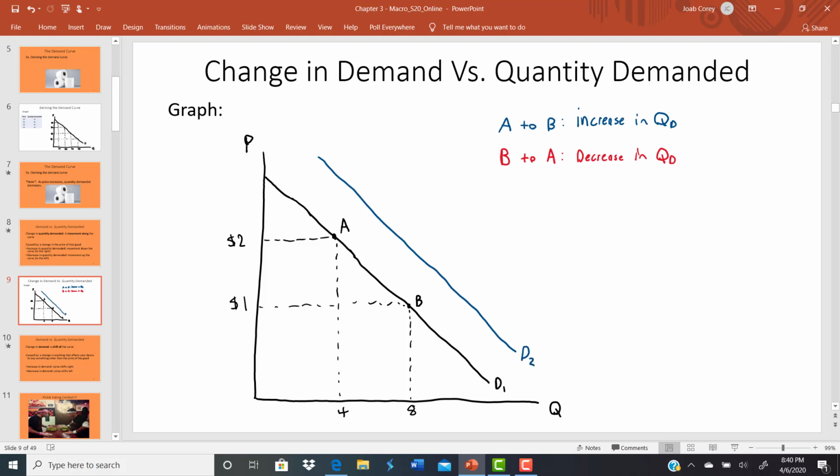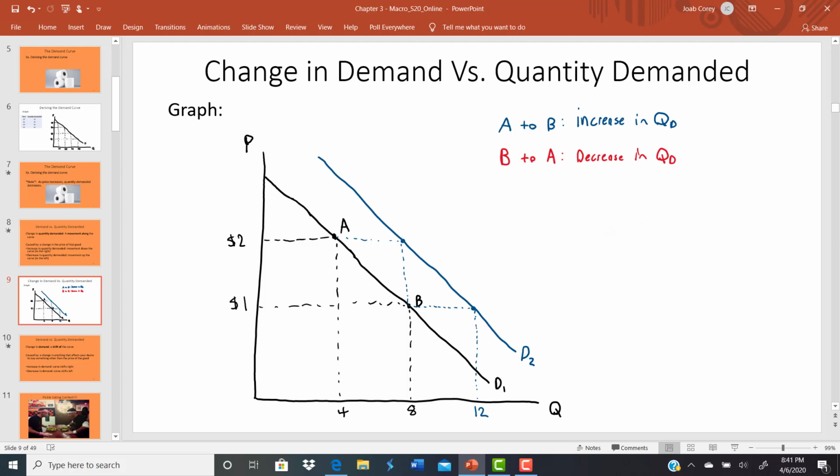We'll call this D2. So what this is saying is that at the same price of $2, now that you're in a pickle eating contest, you might be willing to buy 8 pickles at that price instead of 4. And at that same price of $1, you might be willing to buy, say, 12 pickles instead of 8. So this shift from D1 to D2 means that you're willing to buy more pickles at $2 than you were before, and more pickles at $1 than you were before. You're willing to buy more pickles at all the same prices than you were before.